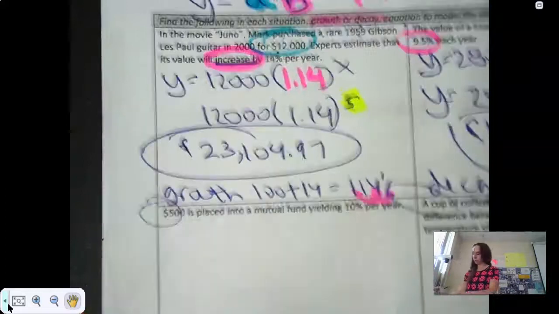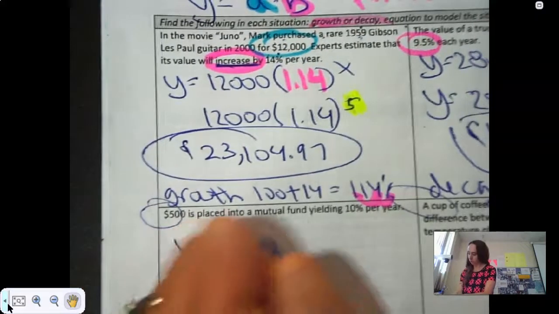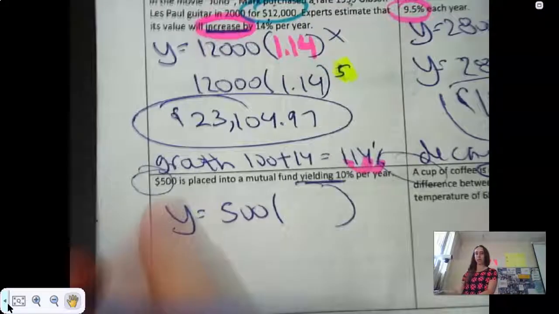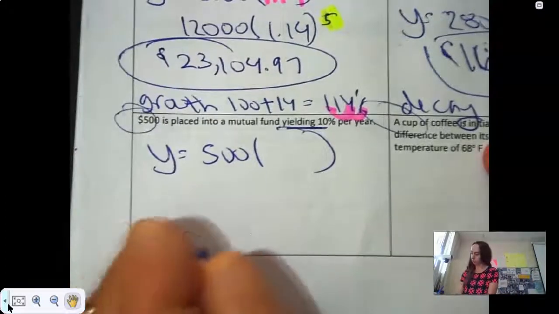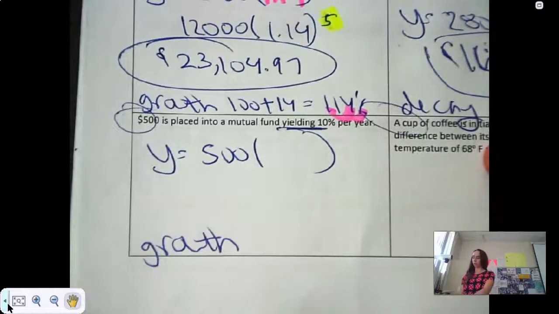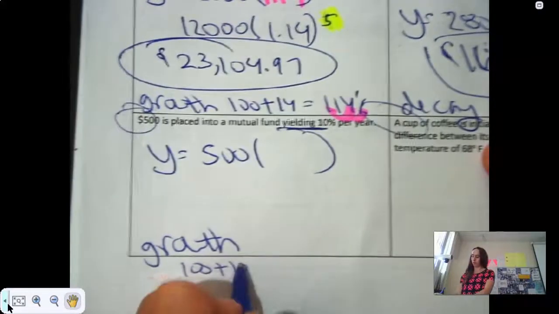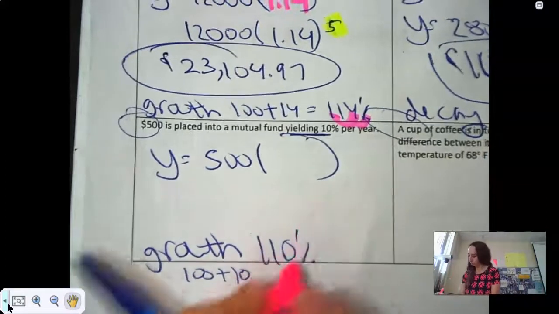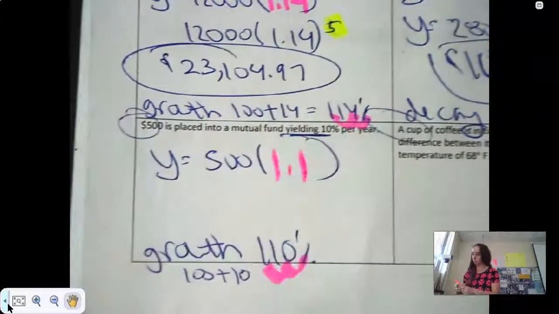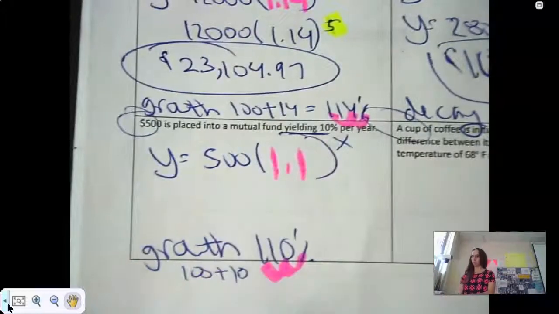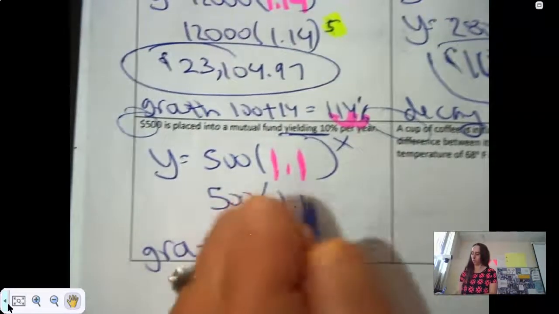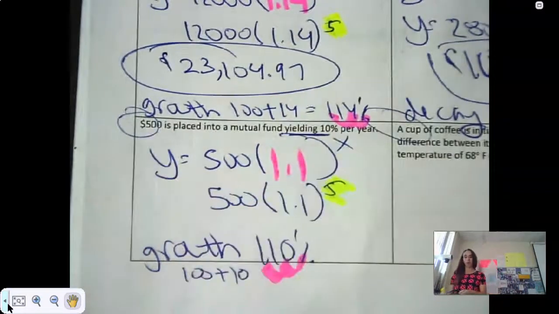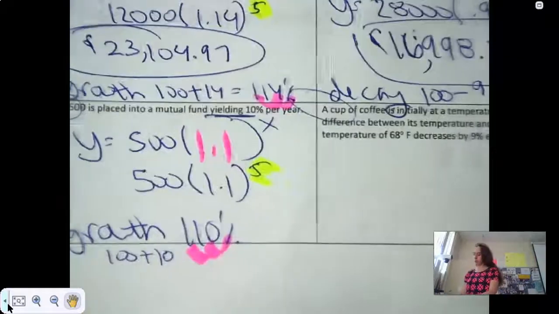All right, this one. Y equals 500. If it yields, that is a good thing. Yield is growth. So if it's growth, I'm going 100 plus 10 is 110%. But as a decimal, 1.1 to the x, then 500, 1.1 to the 5th power. You'll do that in your calculator. I'll do that in a second. Okay? All right.